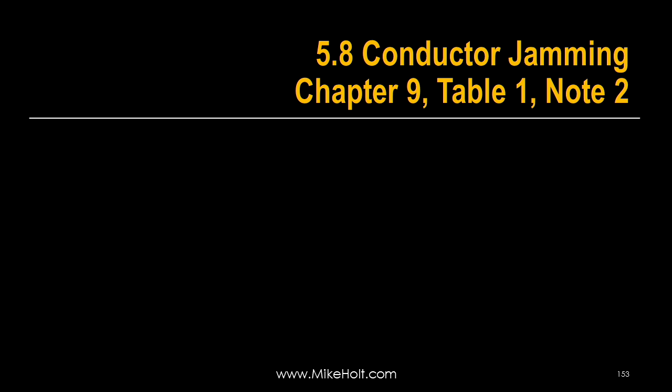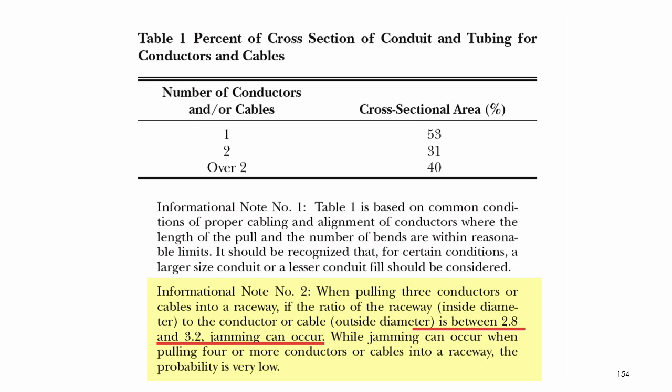5.8, Conductor Jamming, Chapter 9, Table 1, Informational Note 2. So here's your Table 1. Here's your percentages we talked about earlier. There's an informational note. It says that when pulling 3 conductors or cables in a raceway, because cables are considered conductors, if the ratio of the raceway, which is the inside diameter, to the conductor or cable diameter is between 2.8 and 3.2, jamming can occur.